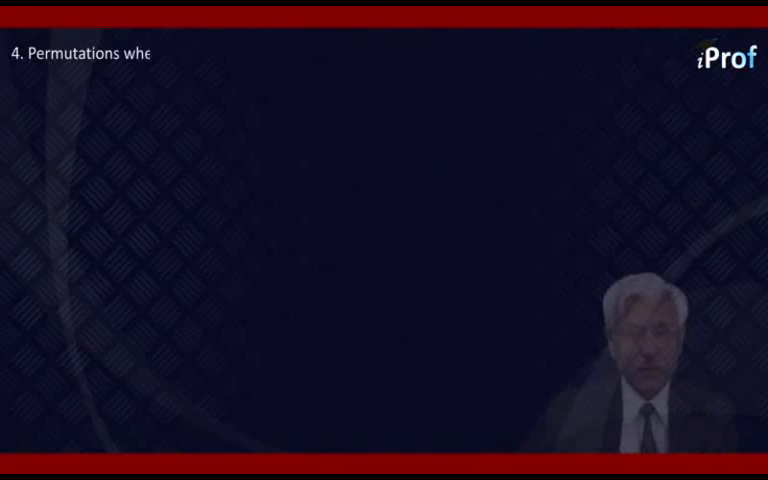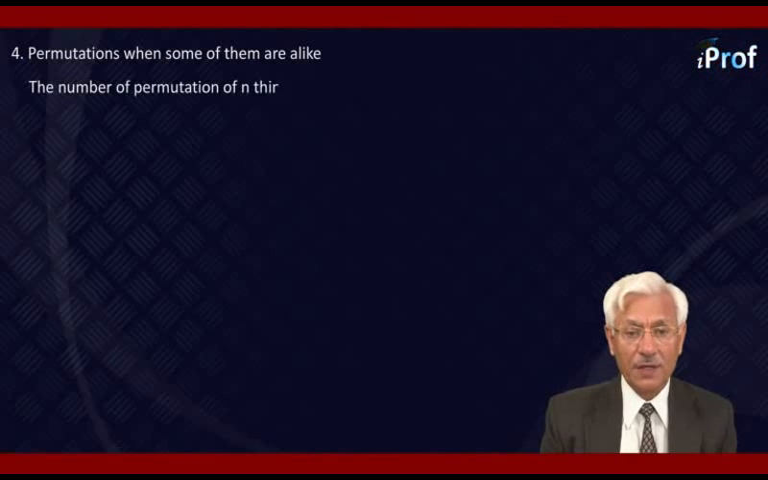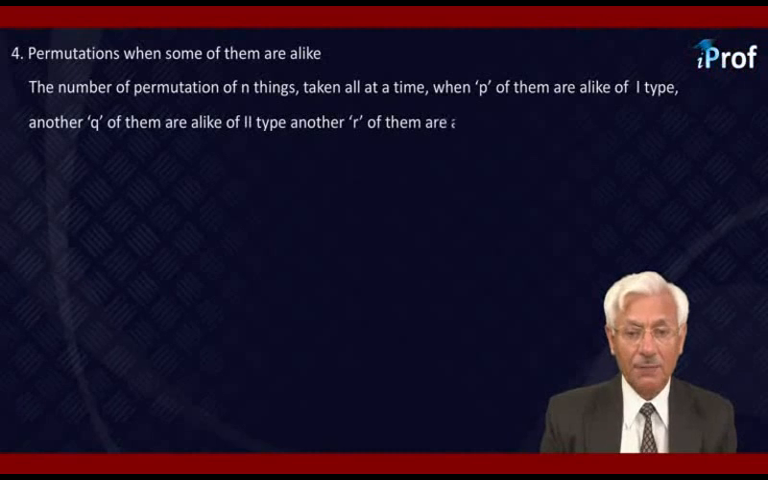Now, permutations when some of them are alike. This is how we describe it. The number of permutations of n things taken all at a time, when p of them are alike and of first type, and q of them are alike of the second type, and r of them are alike of the third type, the remaining are different, is equal to n factorial divided by p factorial into q factorial into r factorial in the denominator. The reason can be explained as under.